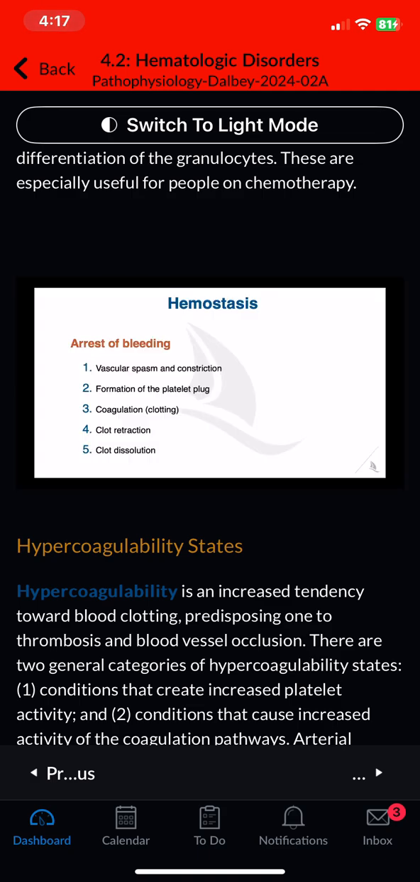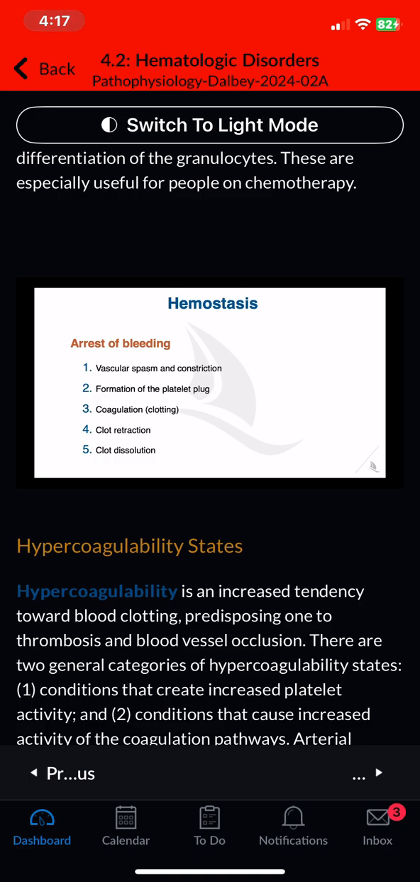Hemostasis is triggered by injured tissue. Injured tissue releases chemicals that are going to start this mechanism of hemostasis. The first step is called vascular spasm, and it's mediated by the nervous system and also prostaglandins. The smooth muscle of a blood vessel is going to constrict, and that's going to reduce blood flow.